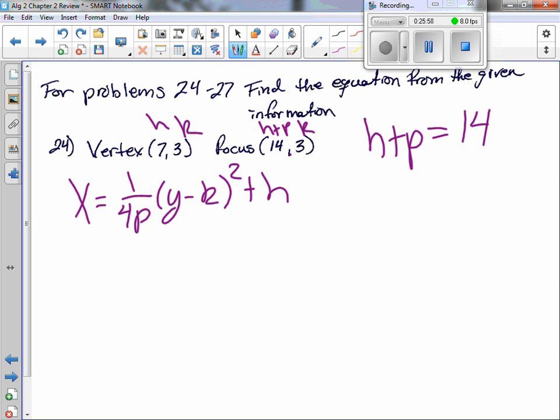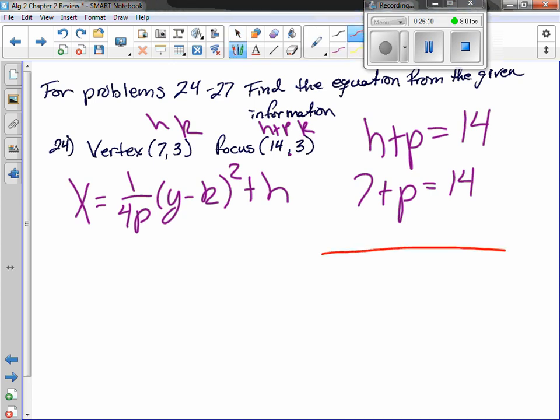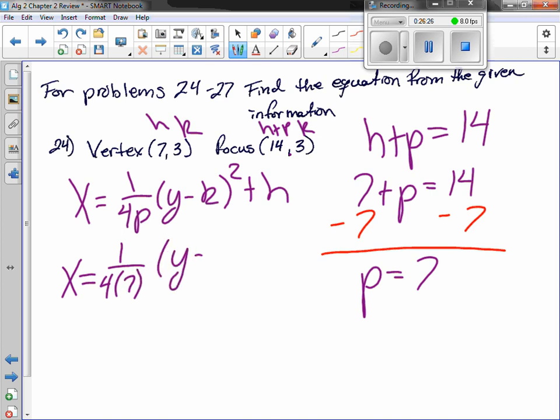Well, I know the value of h. H is 7, yes? So we're saying that 7 plus the value of p is equal to 14. So what I need to do to solve it, I need to subtract 7 from both sides, and I get p is equal to 7. Plug in our three values. X is equal to 1 over 4 times 7 times y minus, so k is 3 squared plus 7.